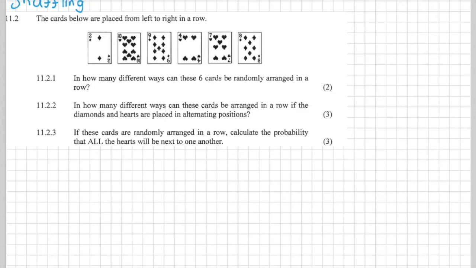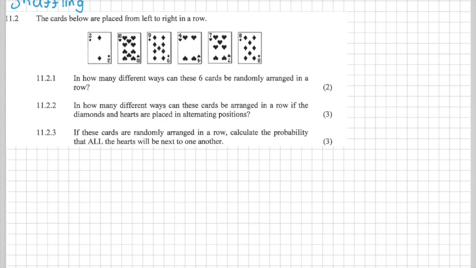In this specific example that we are going to have a look at, they tell me that the cards below are placed from left to right in a row. They are giving me 3 cards that are diamonds, a 2, a 9 and an 8 of diamonds, and they give us 3 hearts. So 10, a 4 and a 7 of hearts. In how many different ways can these 6 cards be randomly arranged?